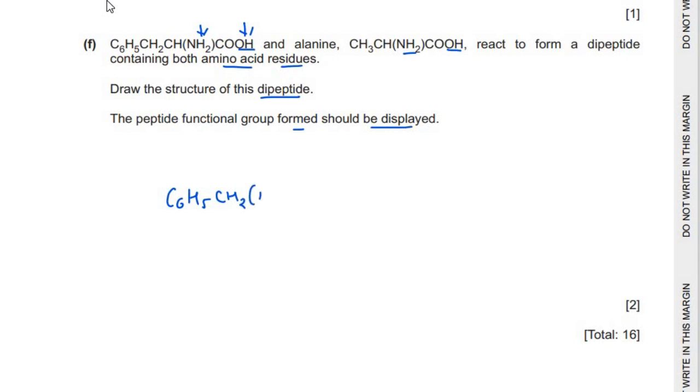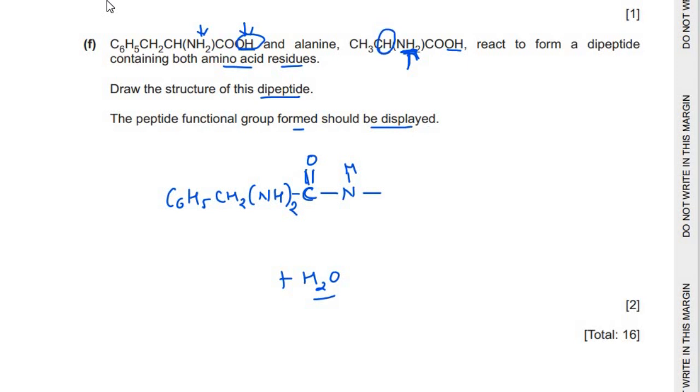So let me draw the structure. C6H5CH2. I'm keeping the NH2 group the same, no change. I'm only adding the CO group, that is, the carboxylic acid loses the OH group. So the OH group is gone and only the CO group is drawn. And that bonds with the NH2 group here, out of which one H is gone to form water. So water goes off, that is the OH group from the carboxylic acid and H from the amine group is lost as water. So here comes the NH group of the alanine.